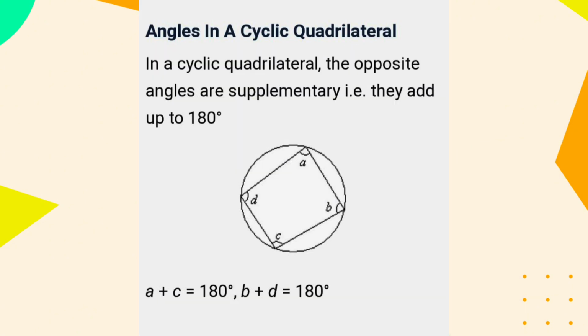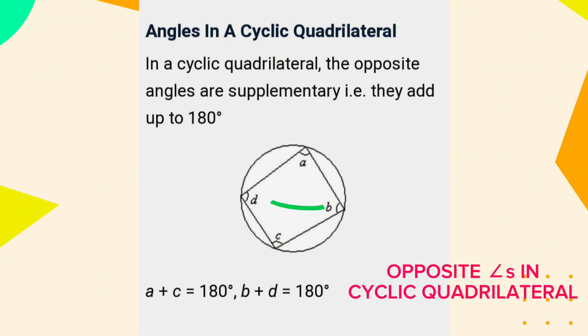In a cyclic quadrilateral, the opposite angles are supplementary. So we have angle A plus angle C is equal to 180 degrees. And also angle B plus angle D is equal to 180 degrees. Remember this rule as the opposite angles in cyclic quadrilateral.